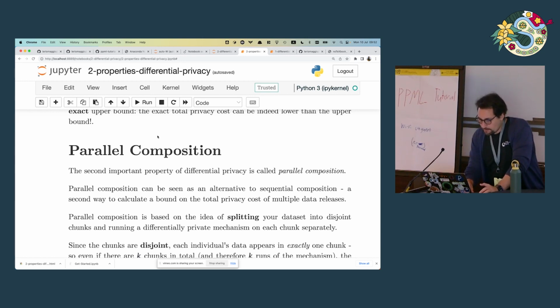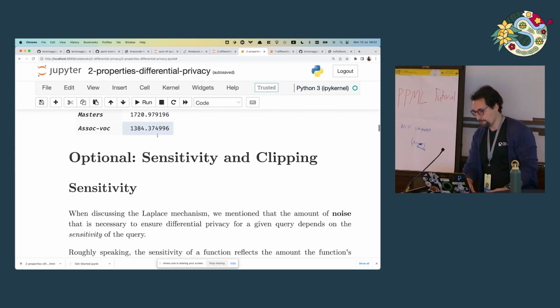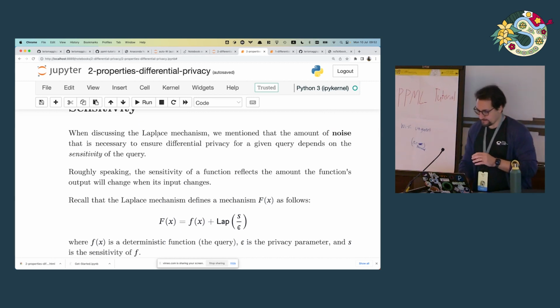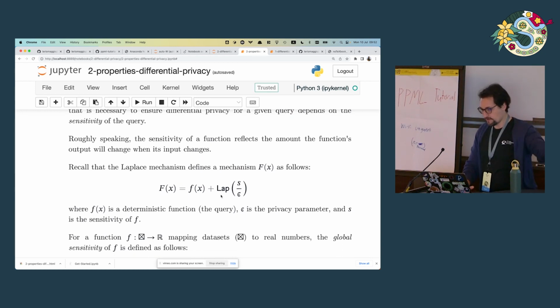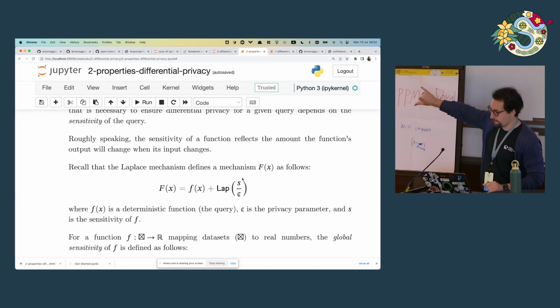For a function f mapping data from a domain D to R, the real numbers, the global sensitivity is defined like this. We have a notion of global sensitivity and local sensitivity. We're not going to talk about local sensitivity because it would be too much, but global sensitivity is defined as the max of the distance between f on x and f on x prime.